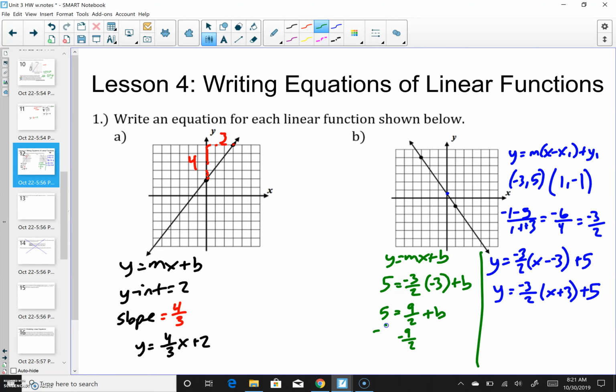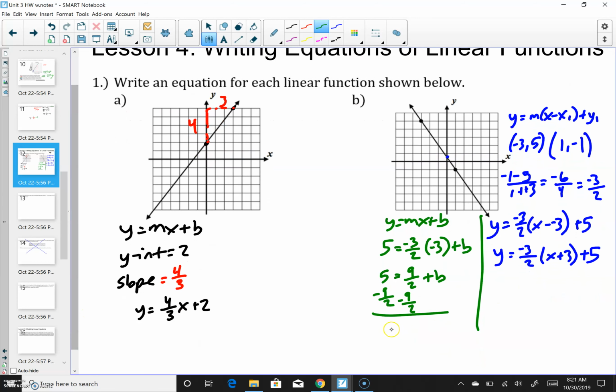You would then subtract your 9 over 2 from both sides, and you would get b to be equal to 1/2. So once we find our y-intercept, then we can use our y equals mx plus b, keep our slope, -3 over 2x, and then plus 1/2 or 0.5. So you can see it's a little bit sloppier with decimals and fractions, but the problem does still work.